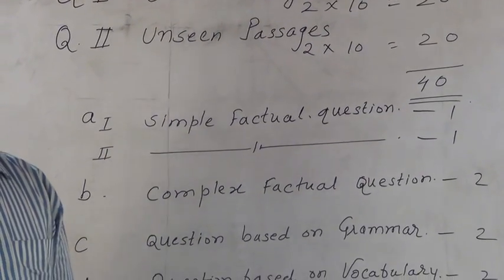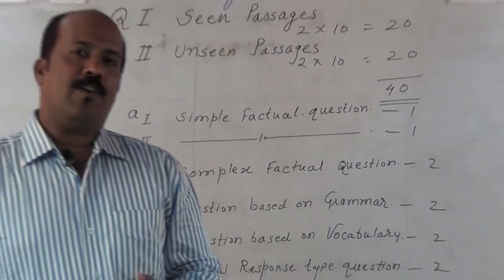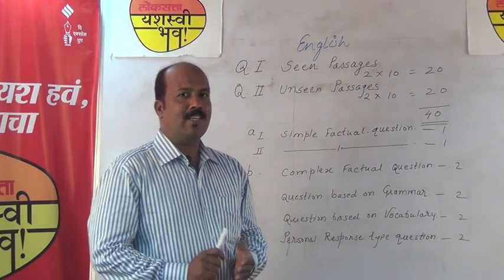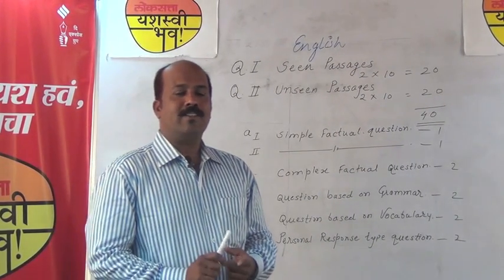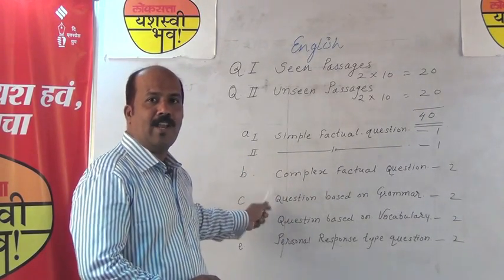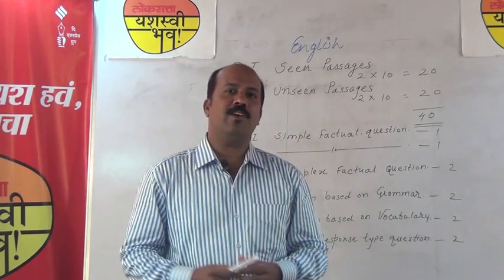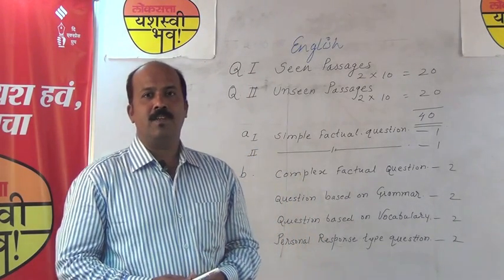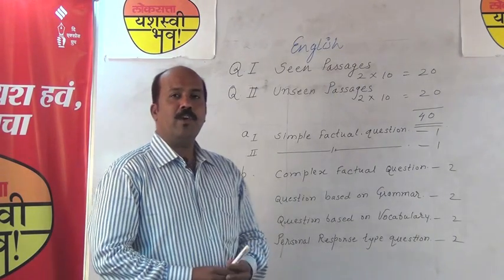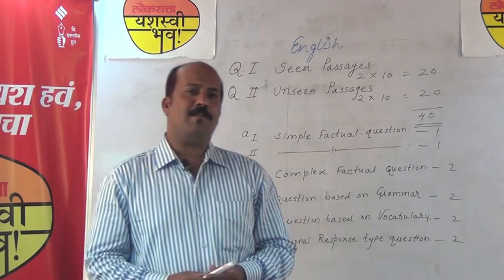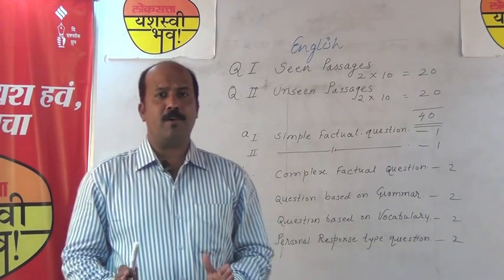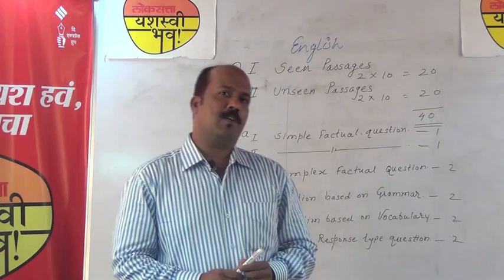We know that whenever you get the question paper, do not start reading the given passage directly. First of all, read the A1 and A2 questions, and then the B question, and then start reading the passage. After reading the passage, again pay your attention to the simple factual questions, that is, question number A1 and A2.